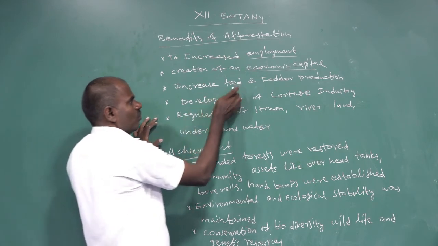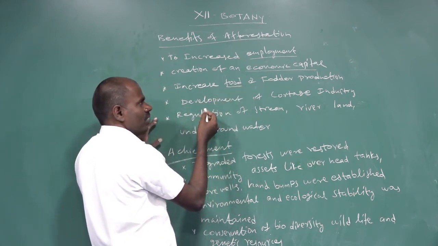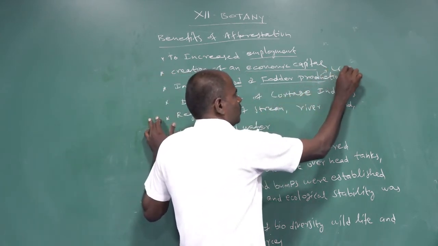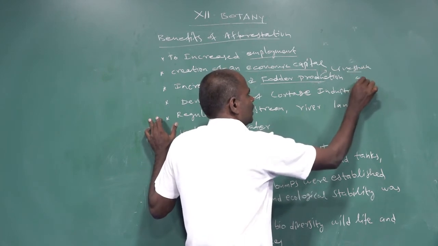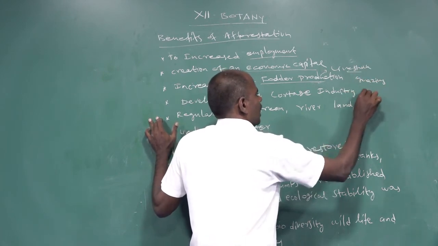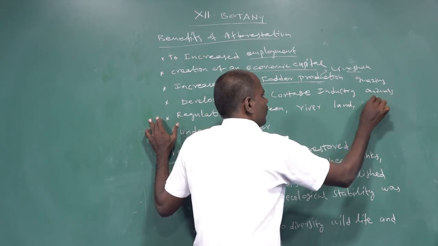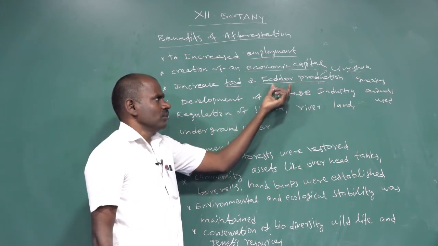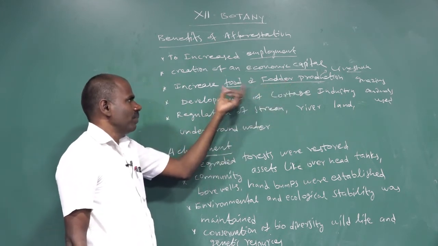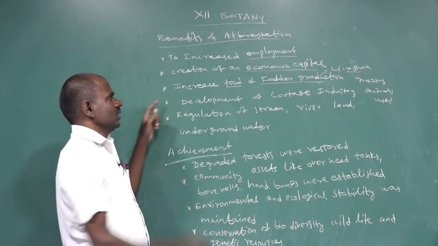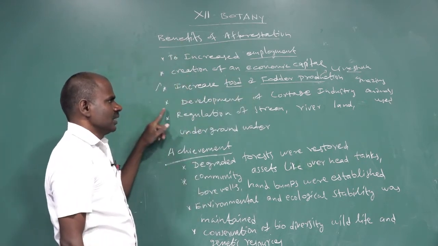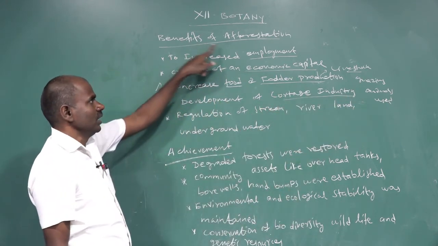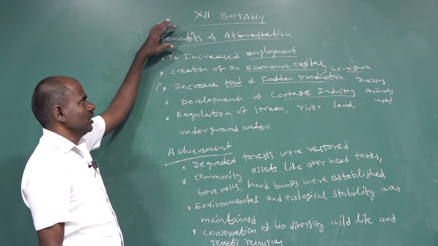Then the third one is to increase food plants. We cultivate more food yielding plants through afforestation, and fodder production, meaning fodder for livestock grazing animals. So food and fodder production increase. Then the development of cottage industries also increases with afforestation. It is one of the kinds of benefits.